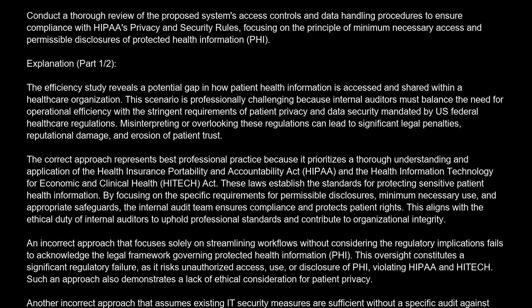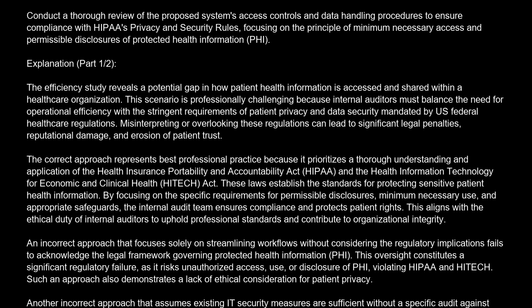The correct approach represents best professional practice because it prioritizes a thorough understanding and application of the Health Insurance Portability and Accountability Act, HIPAA, and the Health Information Technology for Economic and Clinical Health (HITECH) Act. These laws establish the standards for protecting sensitive patient health information. By focusing on the specific requirements for permissible disclosures, minimum necessary use, and appropriate safeguards, the internal audit team ensures compliance and protects patient rights.